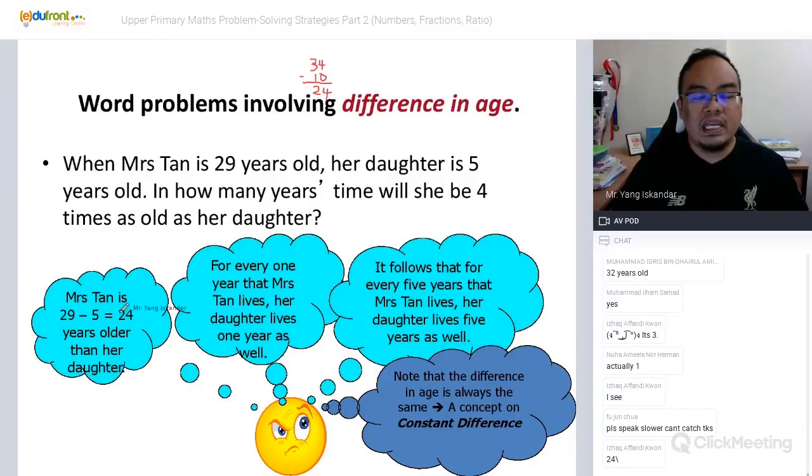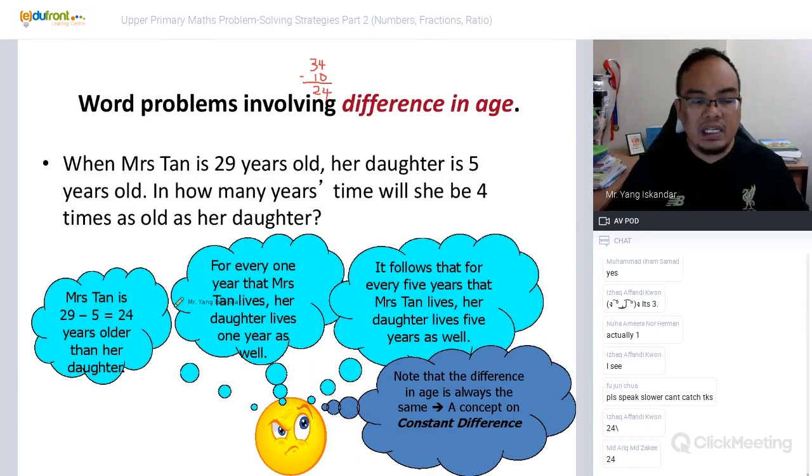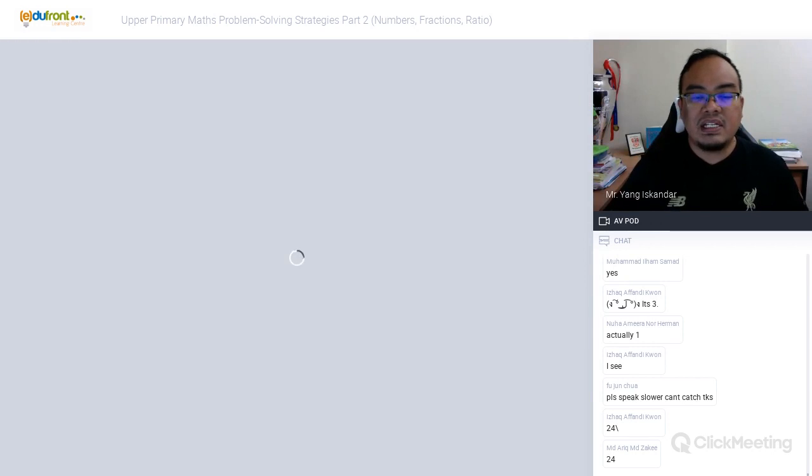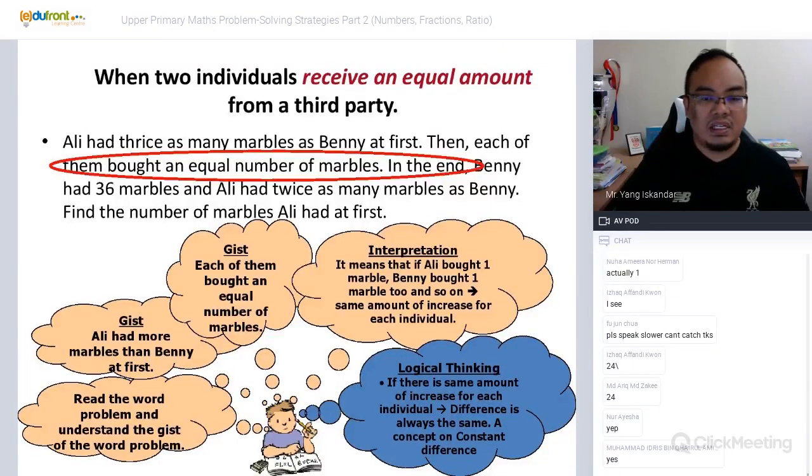Okay, so you can see in the beginning it is 24, and in 5 years' time, the difference in the age is also 24. So you can see that the difference is the same, right? The difference is constant. That's why we call this strategy constant difference strategy.